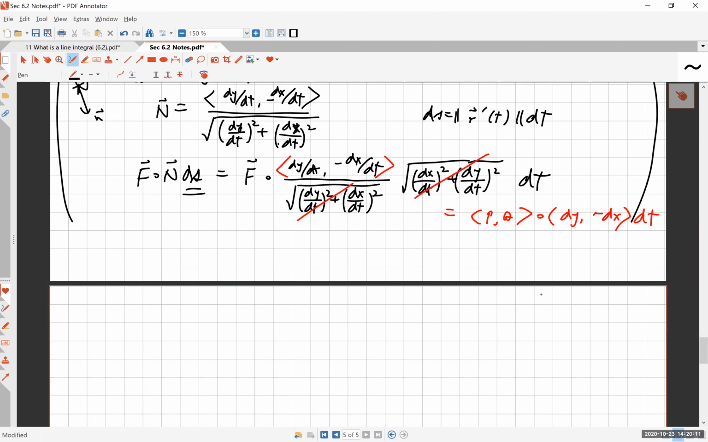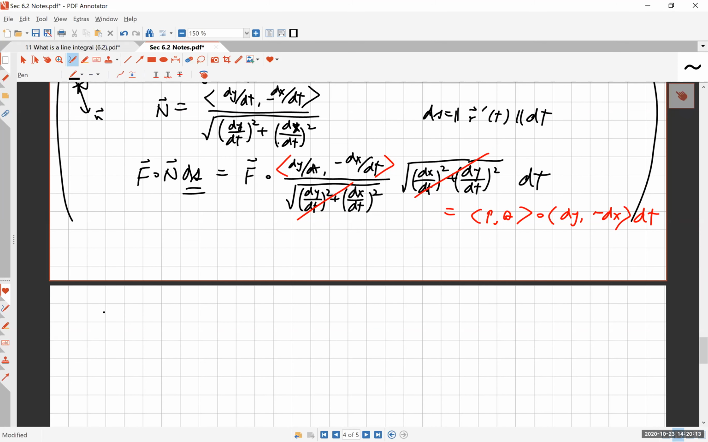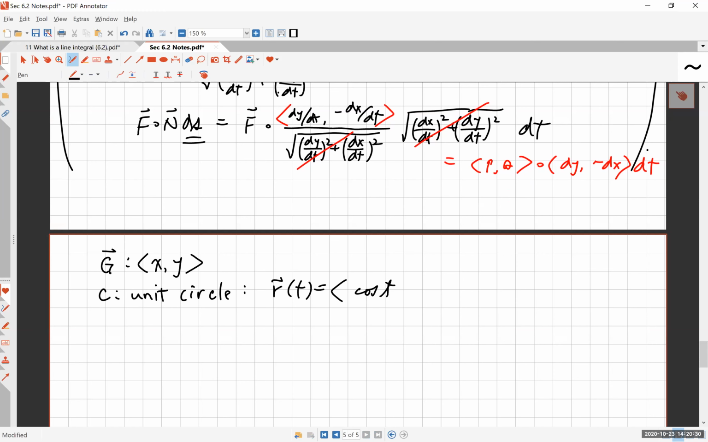All right, so here's an example. Let's say my vector field G is x, y, okay? And C is the unit circle. And you know how you parameterize the unit circle, right? Unit circle, by the way, means a circle centered at the origin with radius 1.